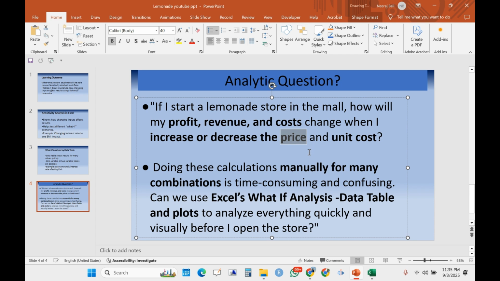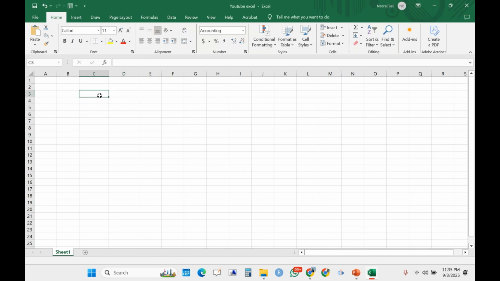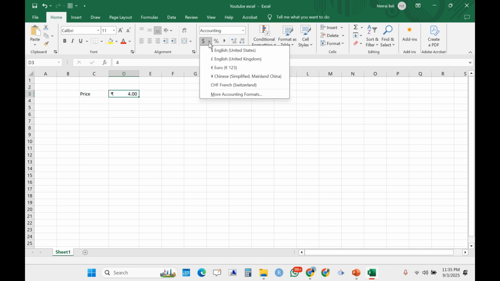So now we are going to have this numerical. We have to assume a few things. So let us first assume the price to be, say, 4 rupees. How did this rupee symbol come? From here. You can select whatever you want. I have selected rupees. You can also select dollars. See, dollar has come. So we are going to stick with rupee.